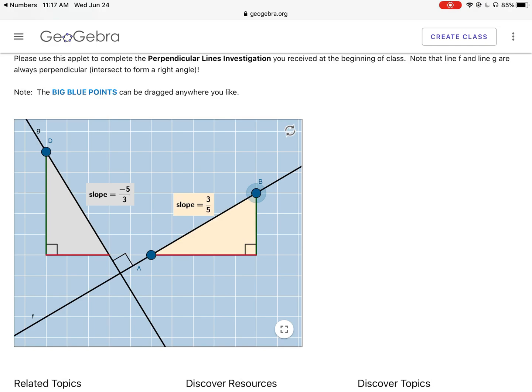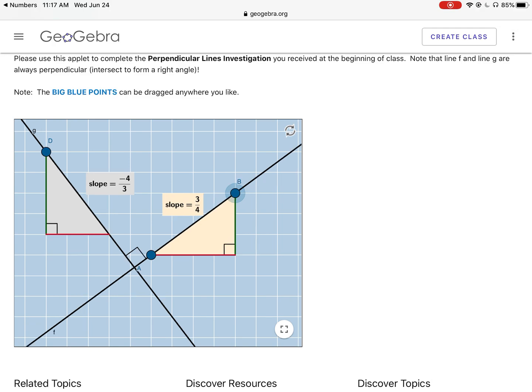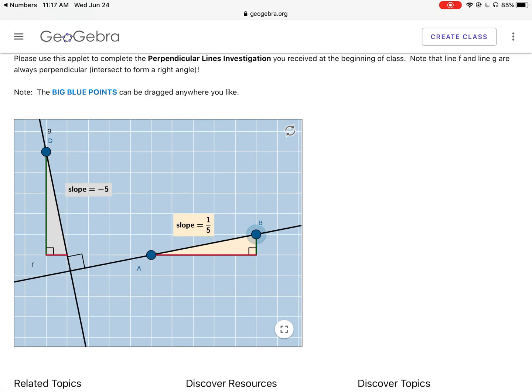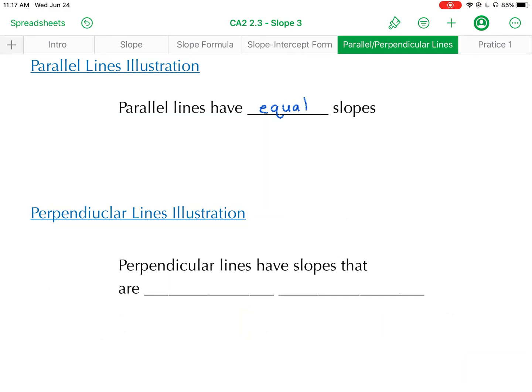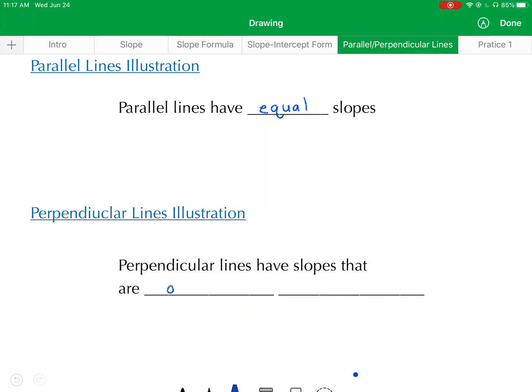Okay, so let's say I move point B up one space. Now the slope of line F is 3/5, and the slope of line G changes to -5/3. What if I moved there? Slopes are 3/4, -4/3. How about here? Slopes are -5 and +1/5. Are you noticing anything special here? Any relationship? I hope you are. It's that the slopes of perpendicular lines are opposite reciprocals.